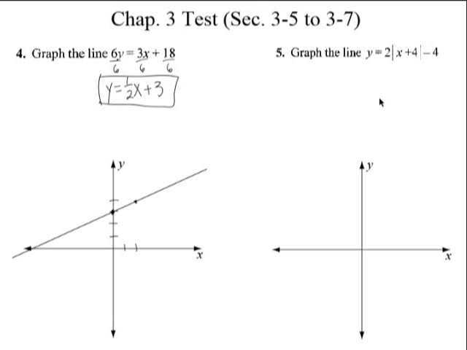Let's go to this one. This is a little bit different. This is absolute value. Those bars right there mean absolute value. It's already in, I guess you can call it slope-intercept, but it's in the form that we want because it's y equals. Now remember what's happening here. What does the absolute value look like normally? It looks like a V. Well, what's happening to that V? Three things are changing that V.